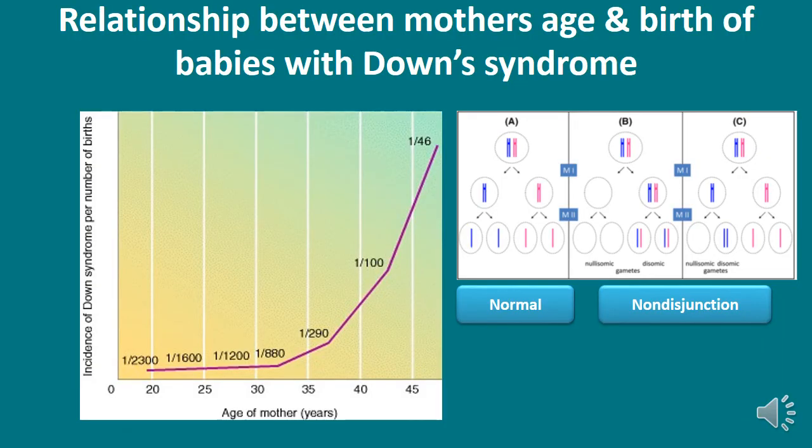This is one of the interesting findings about Down syndrome. As you can see here, the risk of delivering a child with Down syndrome drastically increases when the mother's age is more than 40 years. That is because the rate of non-disjunction in oogenesis increases with the age of the mother.